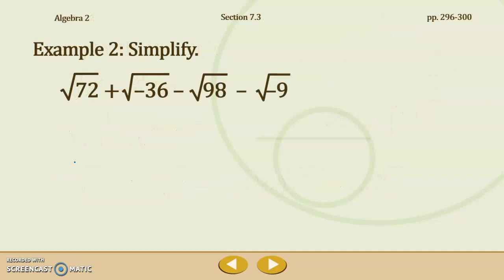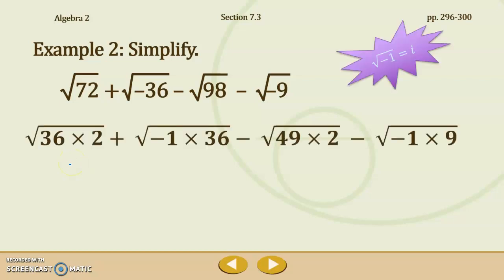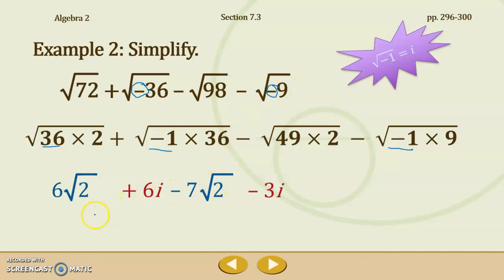All right, here's our next example. Let's simplify this expression. The first thing that we want to do is simplify each radical. So we're going to do that using prime factorization or by looking for perfect squares. So 72, for example, is 36 times 2. That's a perfect square. Don't forget, when we're taking square roots of negative numbers, that we're introducing the square root of negative 1, and as a reminder, the square root of negative 1 is i. So each radical simplified becomes 6 root 2 plus 6i minus 7 root 2 minus 3i.